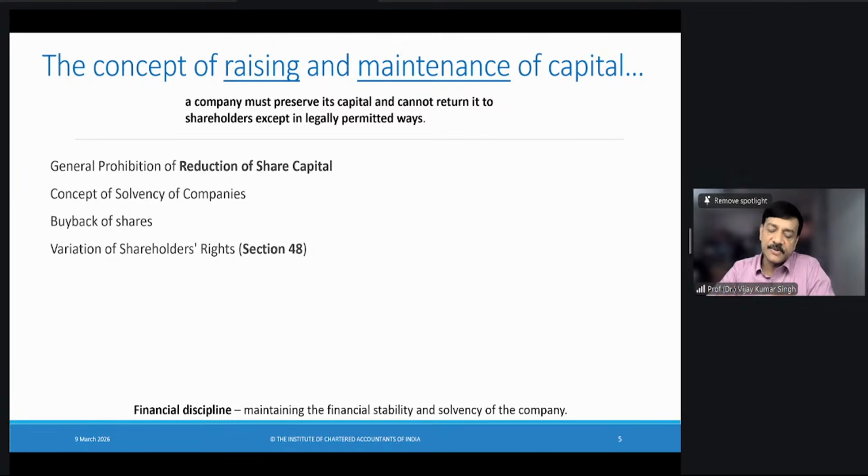This idea is there in company law as a primary idea, and on the basis of it, a substantial part of company law also deals with maintenance of capital and raising of capital. If you have to run a business, you need money, and money can come from two sources. One is by way of private arrangement, where you go to friends, family, known people, and get the money.